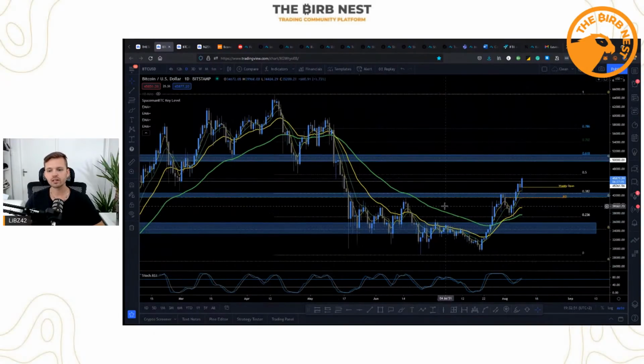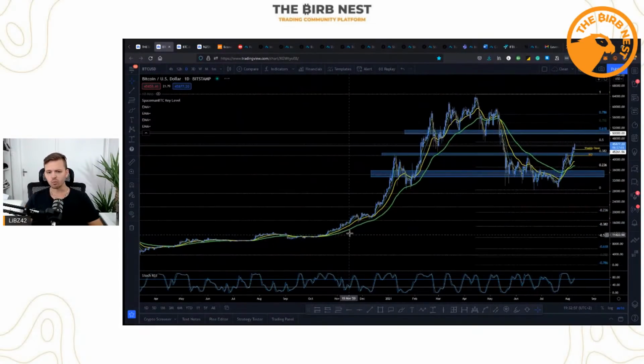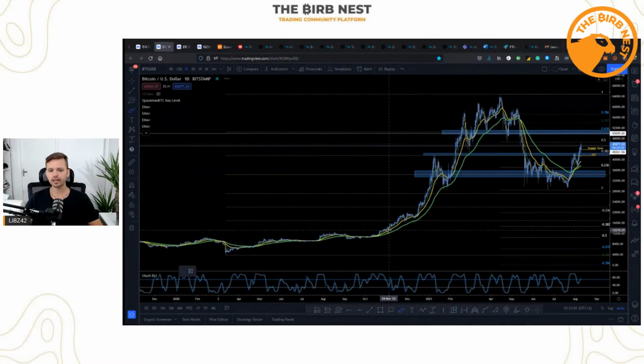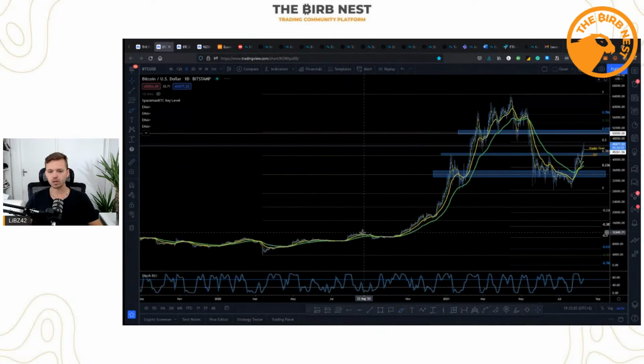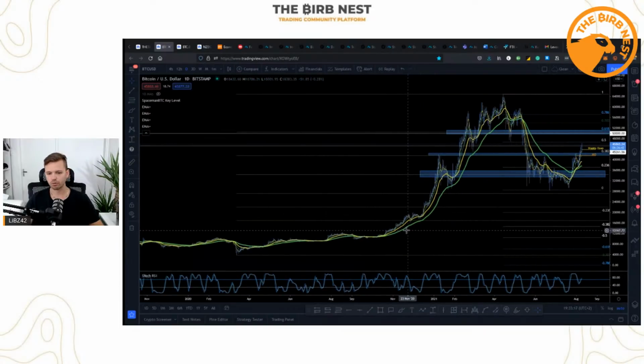So what I really like about this recent move on Bitcoin right here is, when we started the last bull market, I think we had a nice entry on Bitcoin in the Birb nest around 12.5K. We had a pretty nice break and retest of the 10K area here, and then we had some type of confirmation at 12.5. I can't really remember, but we had a nice entry around the 12.5K area.